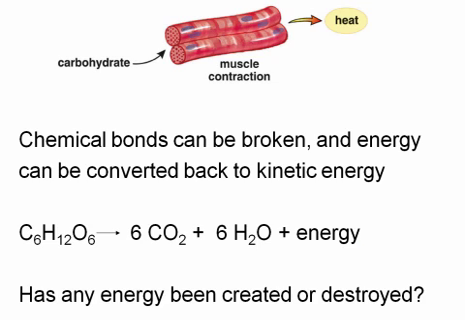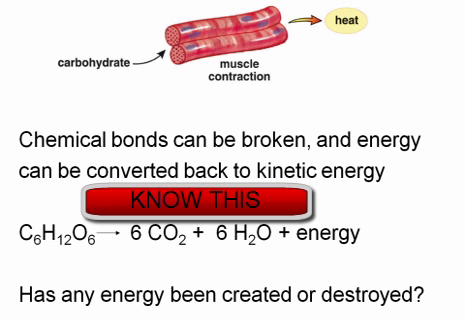Chemical bonds can then be broken, so that energy that was used to form the chemical bonds can be released, and so we can convert that energy from potential energy back to kinetic energy. So this is what happens when we consume the carbohydrate that was produced by the autotroph. That carbohydrate can be broken down in our muscle cells, for example, and that energy can be released and used for other things. This is the summary equation for cellular respiration.